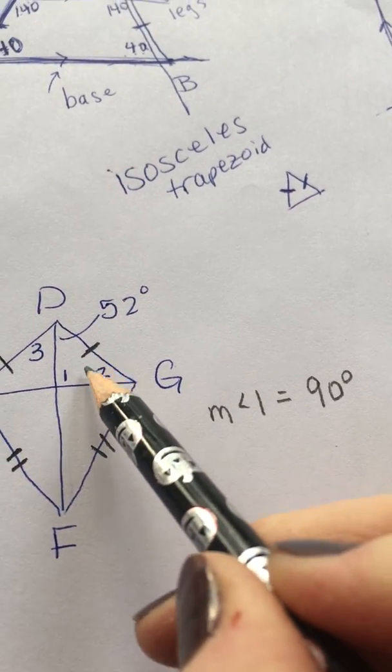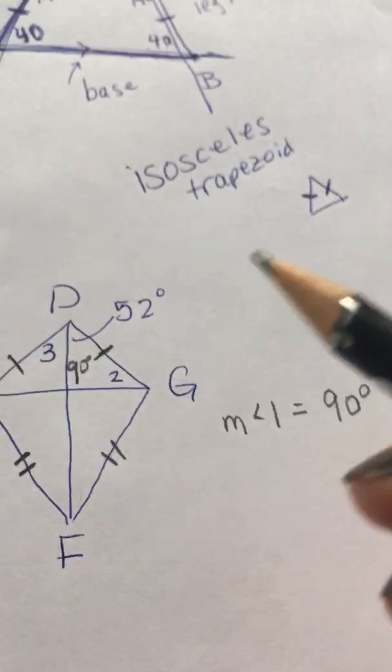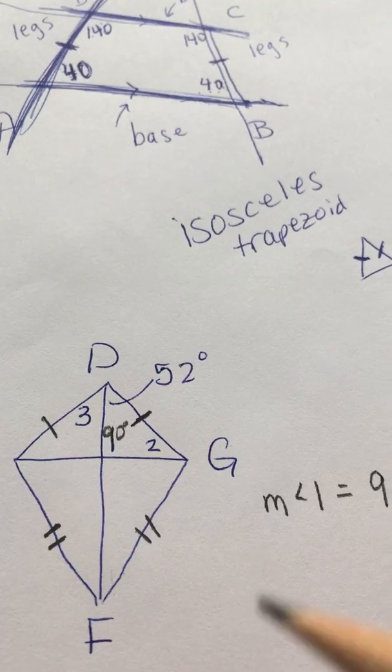And you can figure out the measure of angle 2 because if this is 90, Cole, please go to your room. Leave Claire alone.